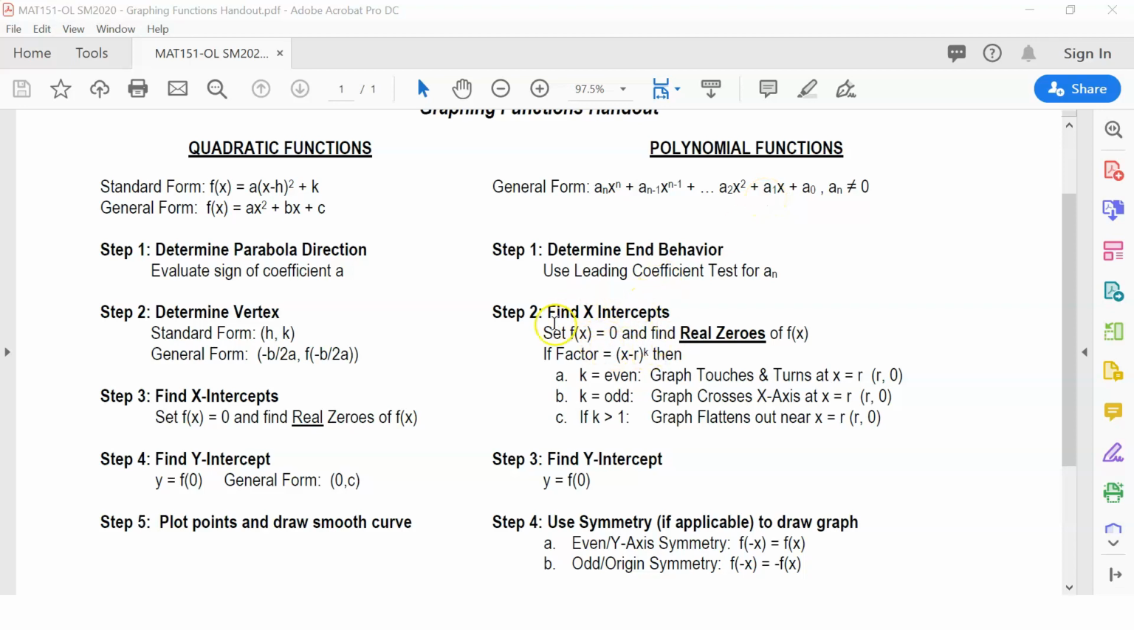Now, just remember, for polynomial functions, besides finding the x-intercepts, we do want to look at the multiplicity of those zeros to identify whether the graph touches and turns at an x-intercept or crosses the x-axis. So there's an extra piece of information there that we will have when we're graphing polynomial functions.